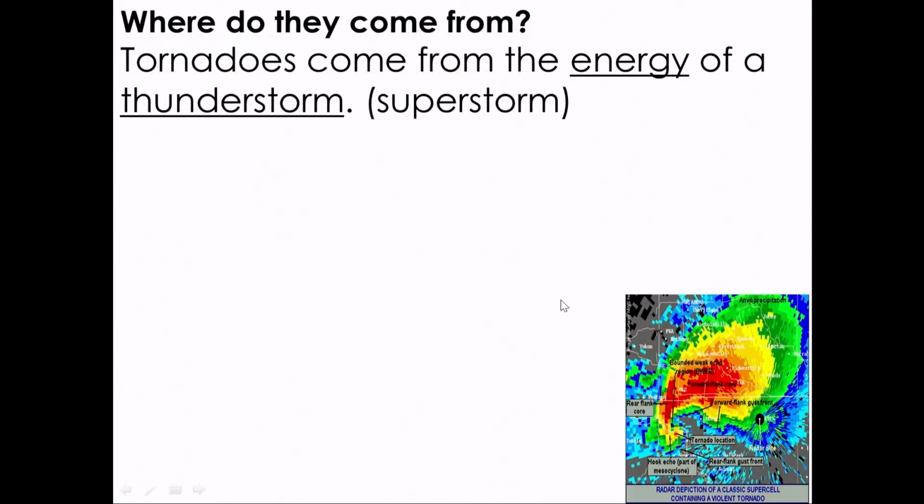Now, where do they come from? You may have already figured that out. Tornadoes come from thunderstorms, but not just any thunderstorm. At least the strongest tornadoes can only come from something called a supercell. Now, I have a radar picture right here. And even though the strongest rain is back here in red, the actual tornado is way over here in front. So the rain almost follows behind the tornado.